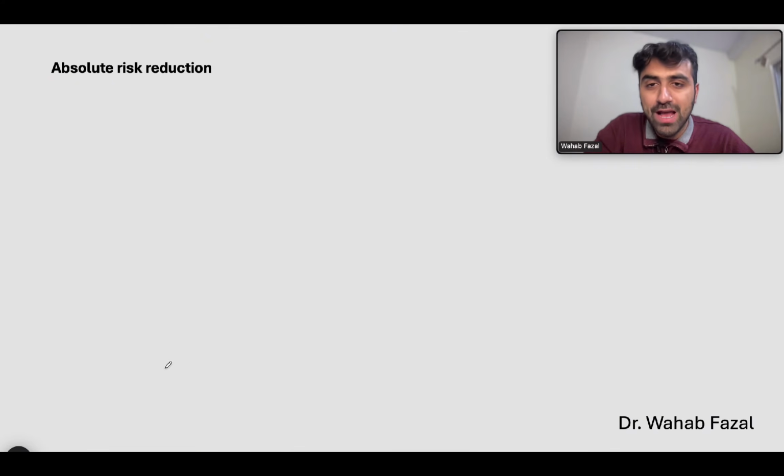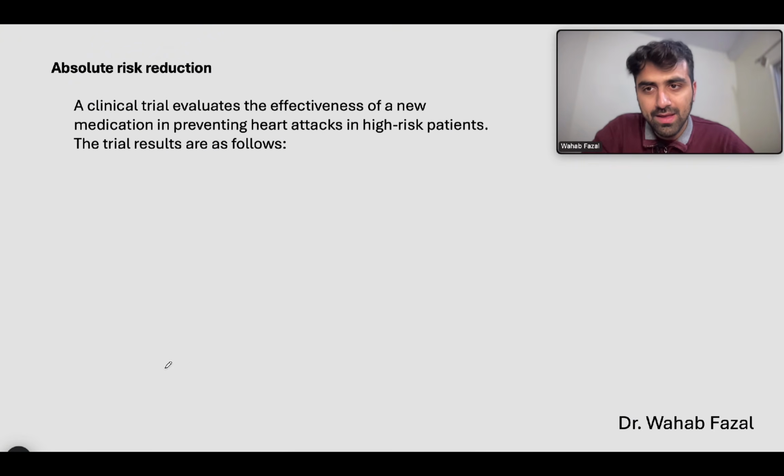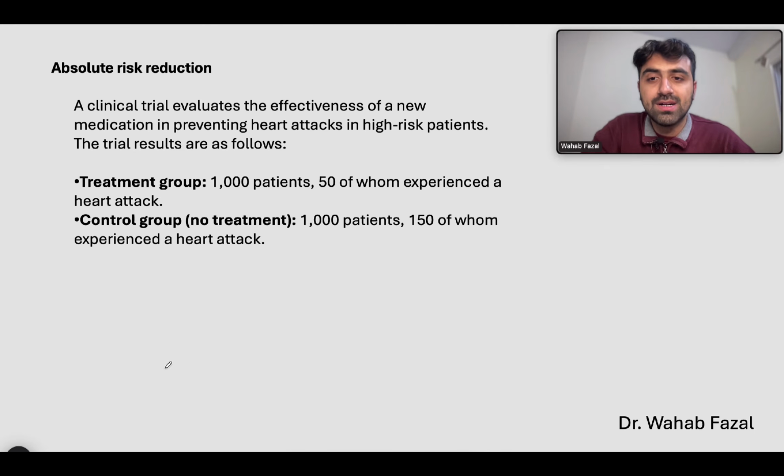Let's take an example for absolute risk reduction before we move on to something else, because I want you to understand this. A clinical trial evaluates the effectiveness of a new medication in preventing heart attacks in high-risk patients. The trial results are as follows. So this is an intervention, a new medication. What are we talking about? We're talking about absolute risk reduction. That makes a lot of sense.